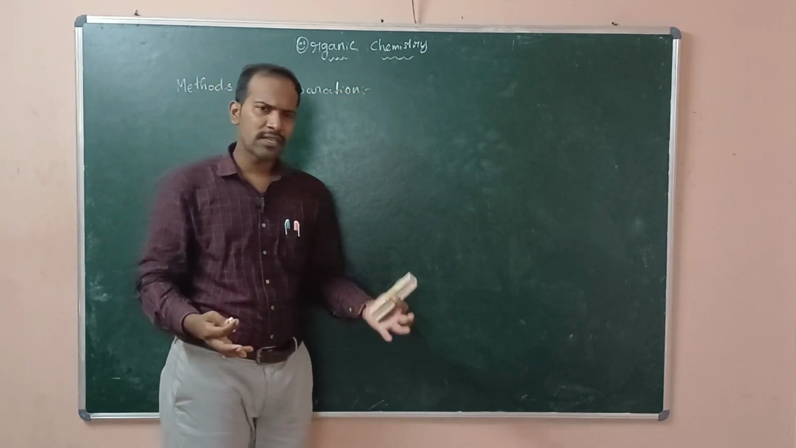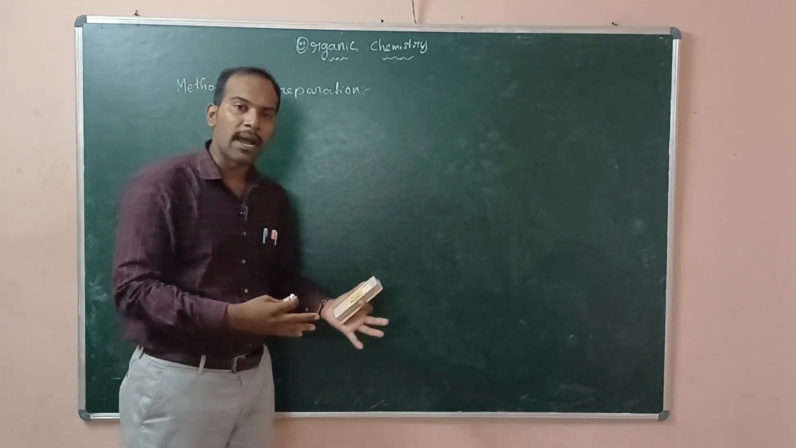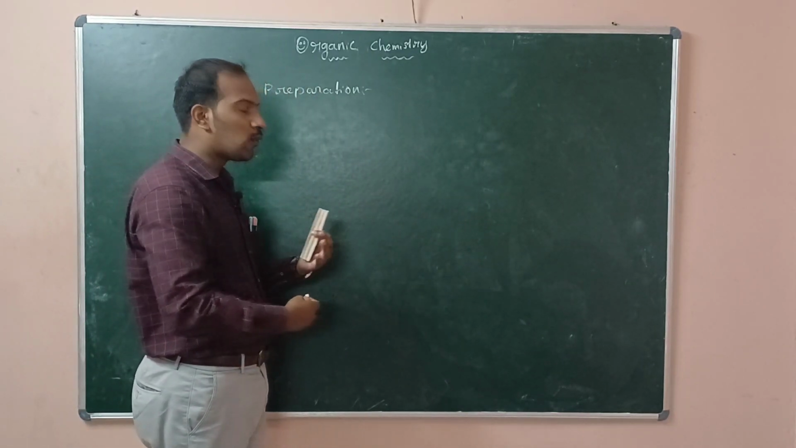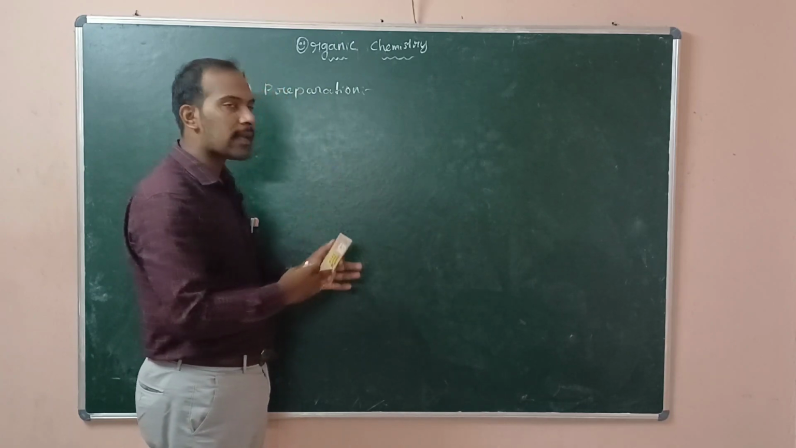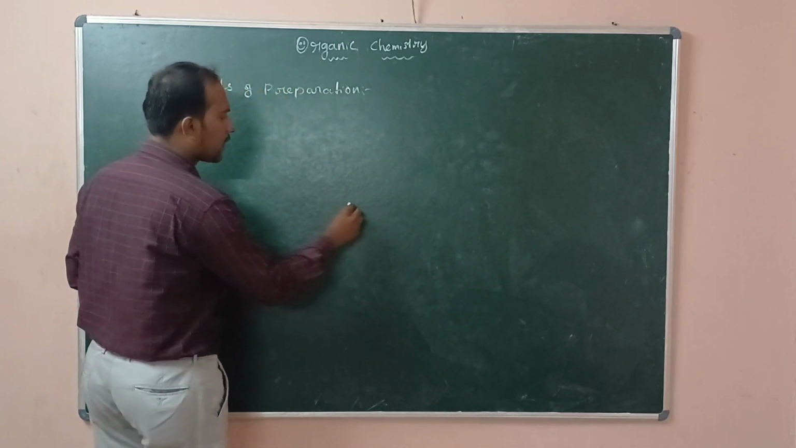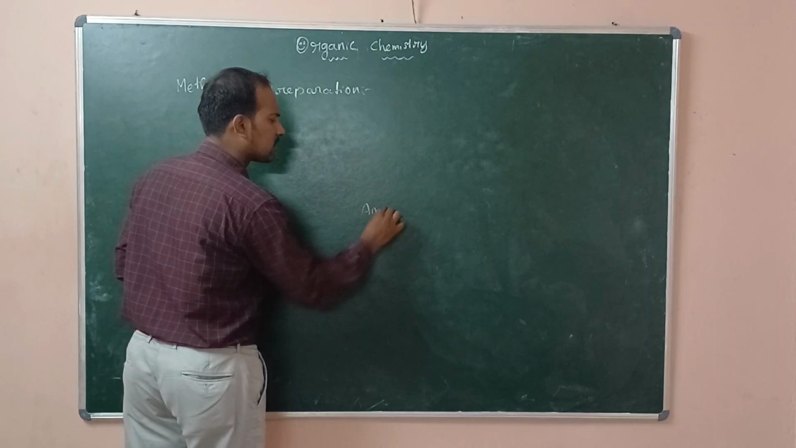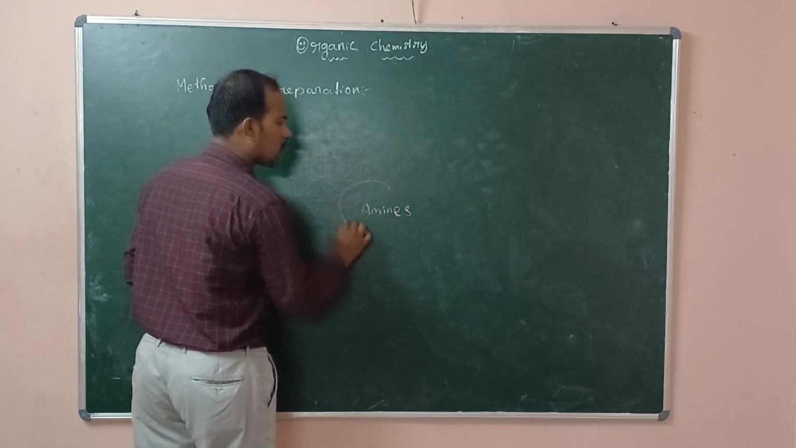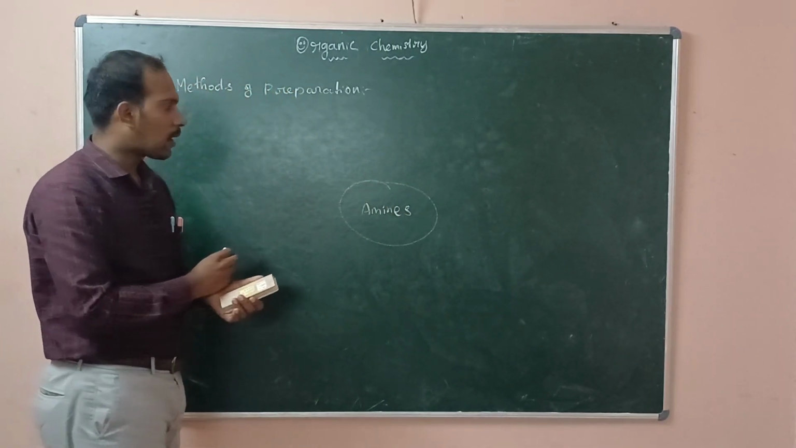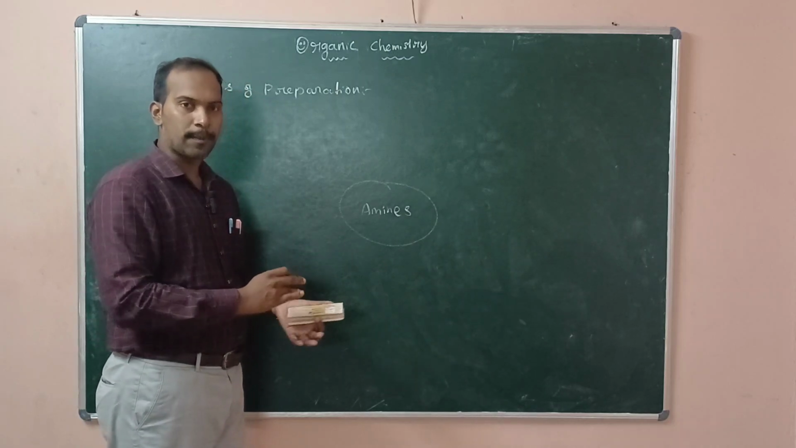Before going into this video, I will tell you the overall mind map of this chapter, the overall mind map of the methods of preparation. For example, here we have amines. This is called a mind map. What are the reagents we are going to use and how do we prepare these amines?